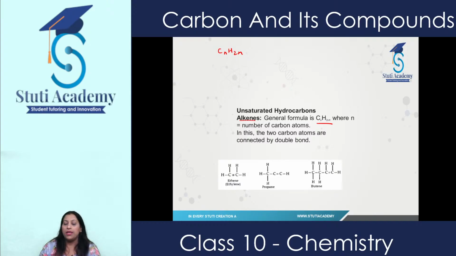Now, in this, if you'll see, two carbon atoms are connected by a double bond. So in alkenes, double bonds are there. In unsaturated hydrocarbons, one carbon atom is linked with another by a double bond or triple bond. So it is different from saturated hydrocarbons. In saturated, only single bonds are there. In unsaturated, double or triple bonds are there.